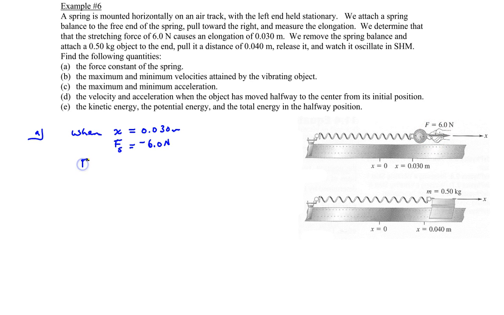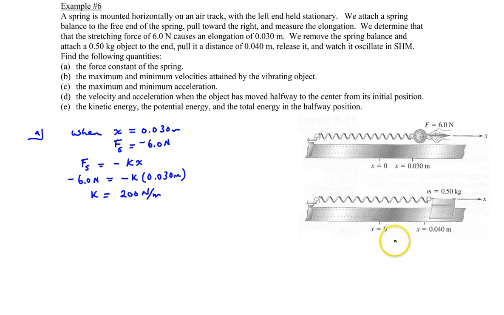So if we use Hooke's law, Fs equals negative kx, we have negative 6.0 newtons equals negative k times the displacement of 0.03 meters. That will give you a spring constant of 200 newtons per meter.